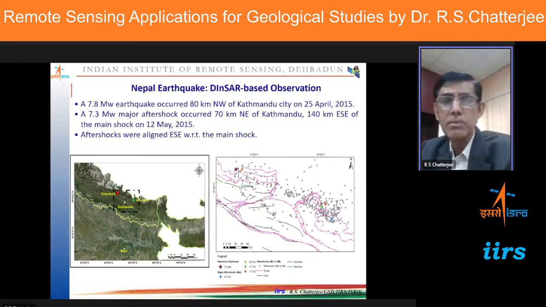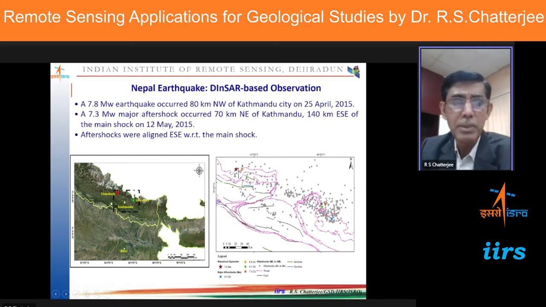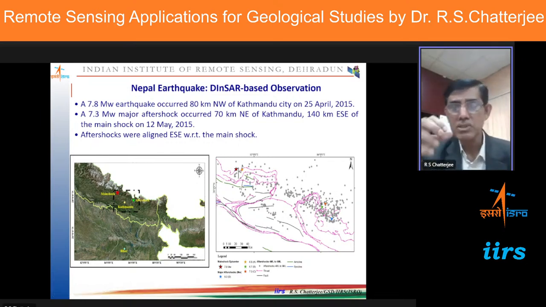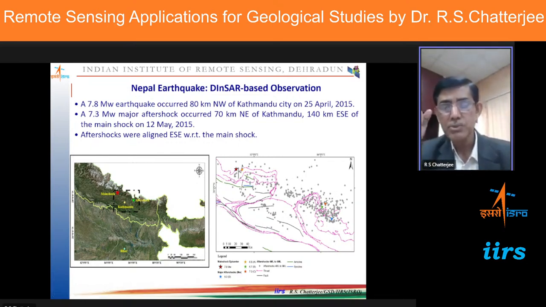Now, if we study an earthquake, for example, this Nepal earthquake, which occurred in 2015, see there was the main shock of 7.8 magnitude, and there are many aftershocks of 6 and above. The aftershock locations are shown, and some of them are greater than 6 magnitude. And finally, on 12th May, there is a major aftershock of 7.3 magnitude, here in Kodari village. Now, how this main shock and aftershock cause damage to the terrain, we have studied in Nepal and in the Indian part.